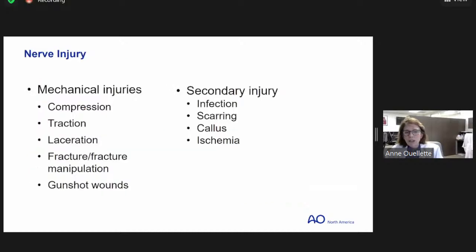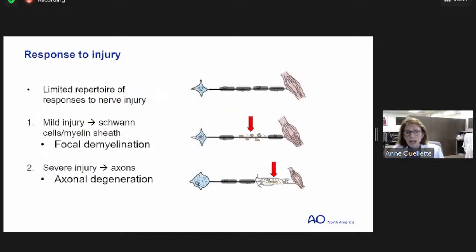You have mechanical injuries, compression, traction, laceration, gunshot wounds, and then the secondary injuries, which is why you can get this delayed compartment syndrome in the face of the non-union malunion that also happens to be infected, which is giving you scar, callus. You can get heterotopic bone with these injuries, and then the ischemia on top of that. So the response to injury of a nerve, and again, this is much of the stuff you already know, but it's a limited repertoire of responses of nerves to nerve injury. So mild, you'll get a Schwann cell myelin sheath focal demyelination, which the cells can actually remyelinate and heal.